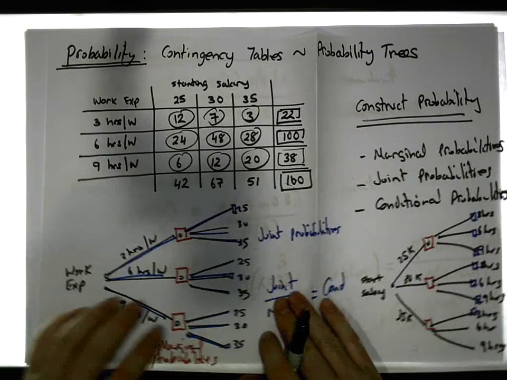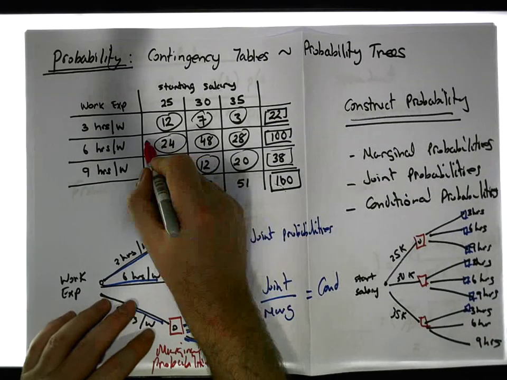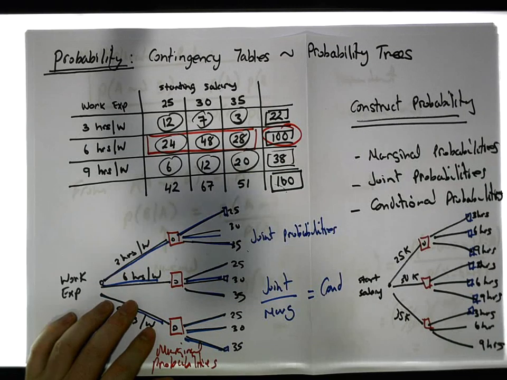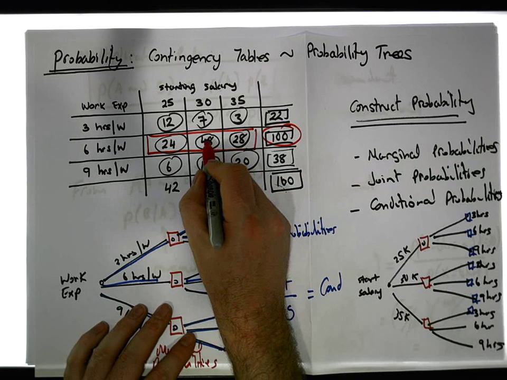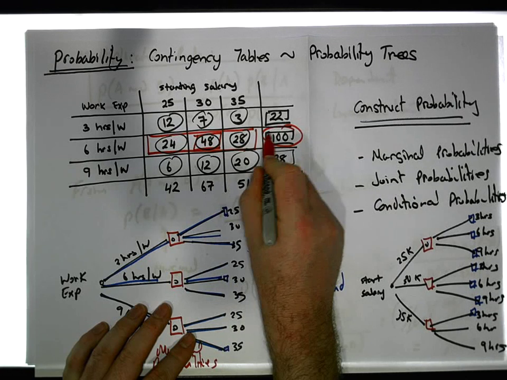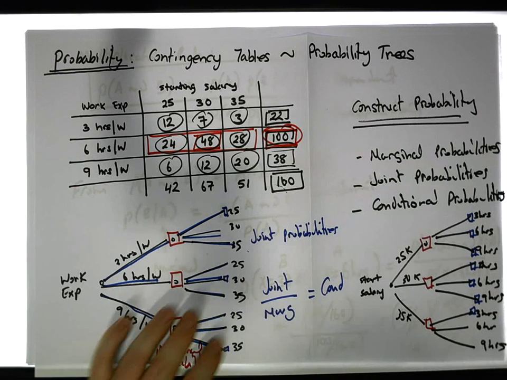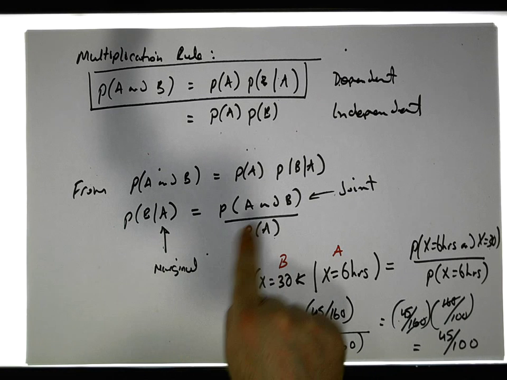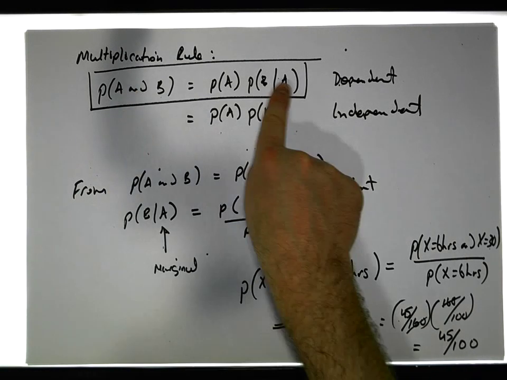The probability that the person's on 30,000 euros knowing that they do 6 hours: knowing that they do 6 hours means they're in here and there are 100 of them. What's the probability that they're on 30,000 euros? Well, there are 48 people out of the 100. That gives us the fractional amount that we calculated through the conditional probability version of the multiplication rule.